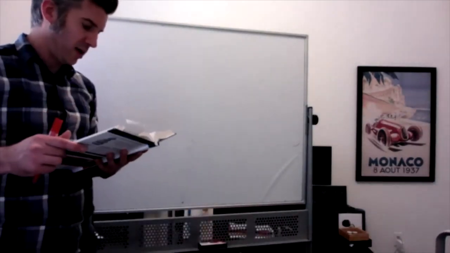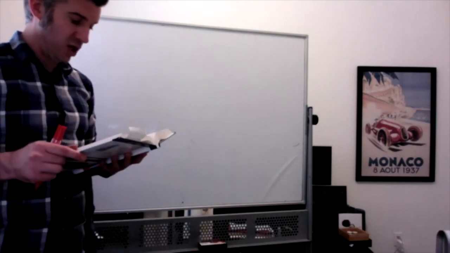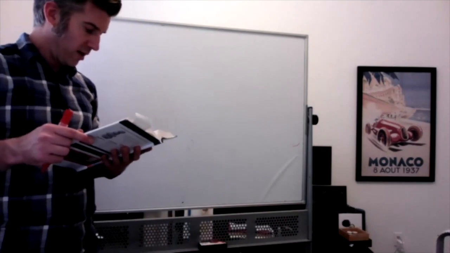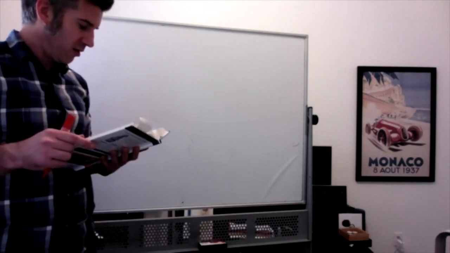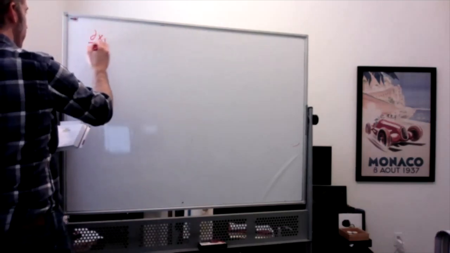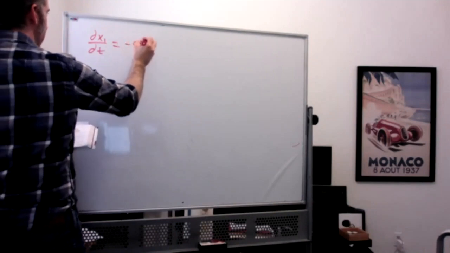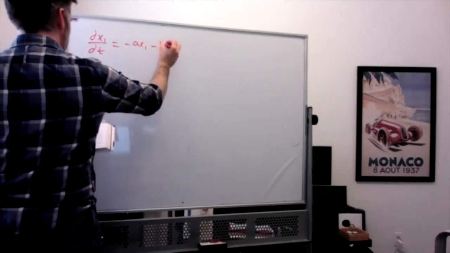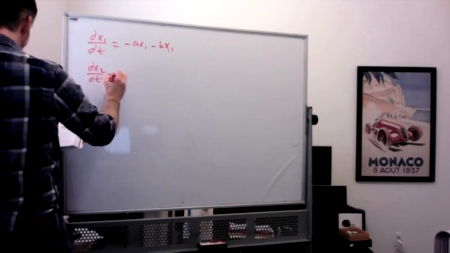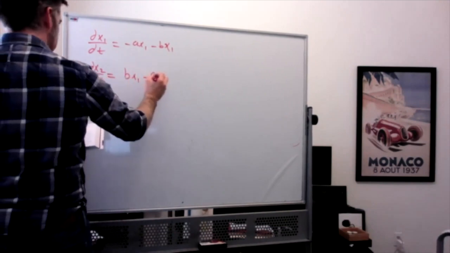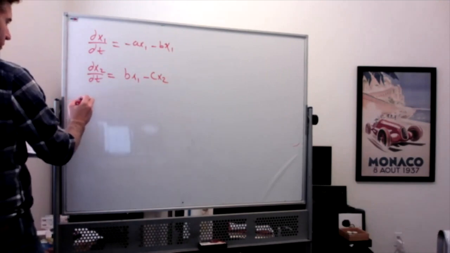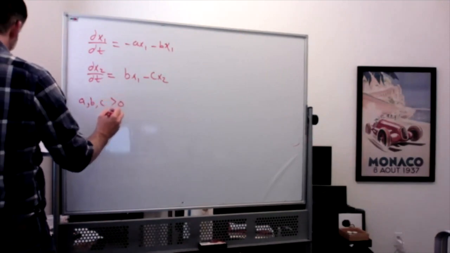It's a cancer treatment in which radioactive atoms are attached to tumor-specific antibody molecules and then injected into the blood. The antibody molecules then attach only to tumor cells, where they then deliver the cell-killing radioactivity. The following model for this process was introduced in the previous example. Here it is. So dx1/dt is equal to negative a x1 minus b x1, and dx2/dt is equal to b x1 minus c x2. All the constants are positive, so a, b, c greater than 0.